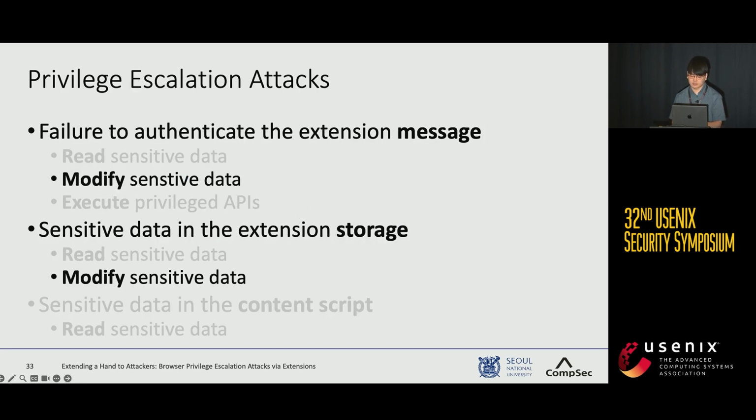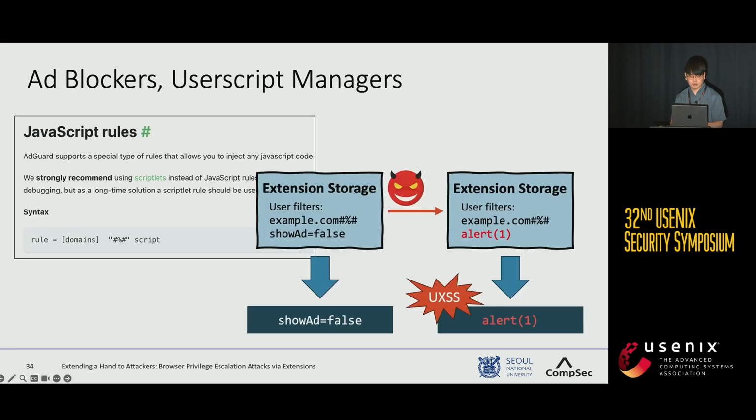Next, there were vulnerabilities that allow modifying sensitive data by spoofing the message or writing to the extension storage. For example, ad blockers and user script managers like Tampermonkey allow injecting scripts into specific pages. This configuration is stored in the extension storage, which the attacker could modify. So the attacker can insert an arbitrary script like alert(1) and perform universal cross-site scripting, or UXSS.